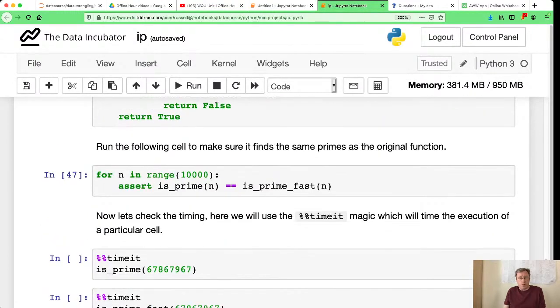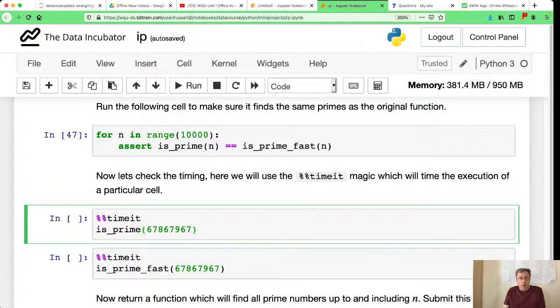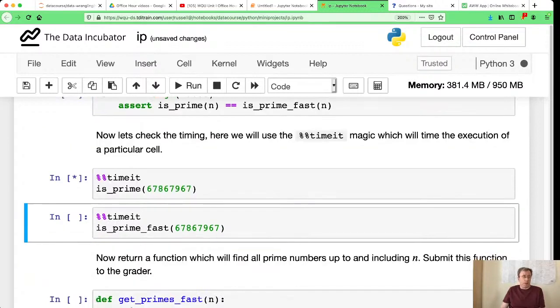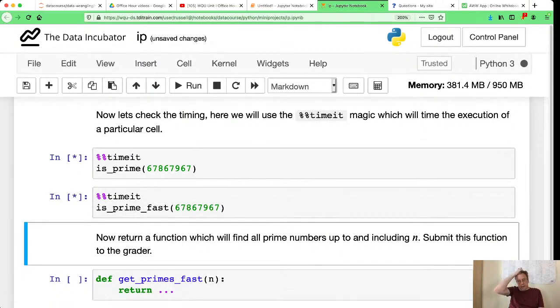So back to, right, we could use this timeit procedure and we could say, well, how much of a speedup have we gotten, for example? This slow is prime function will take a certain amount of time. The fast version, well, we should get a pretty significant speedup.